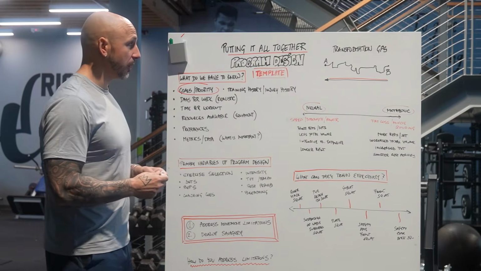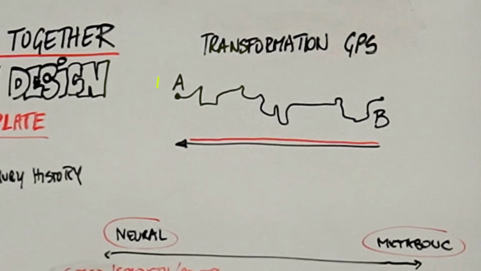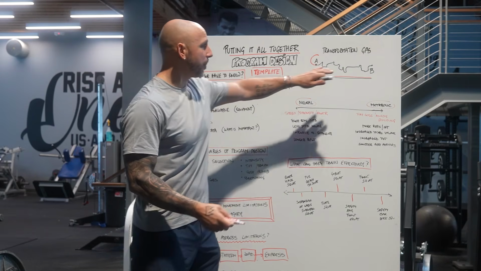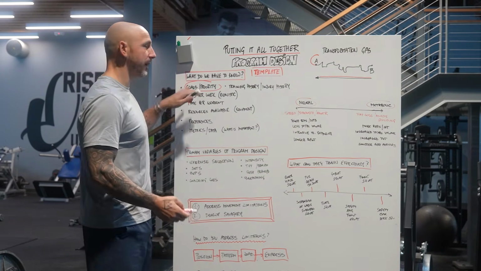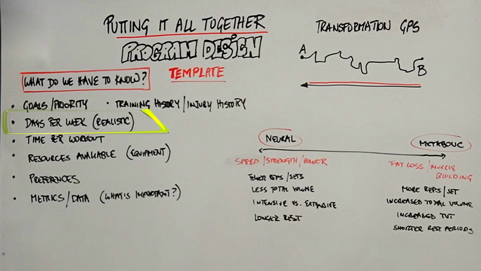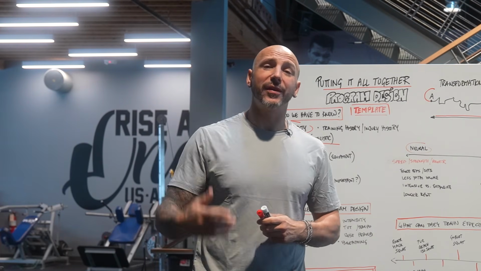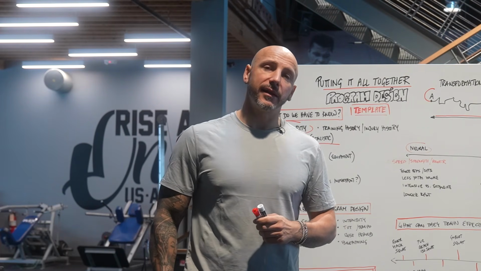And again, transformation GPS, as I like to call it, is like, what's point A? What's point B? We'll come back to that. But my point B is going to be very clearly defining what their goals are. Okay. From there is days a week. What's realistic? How many days a week can they realistically train? I would much rather add days than subtract days, right?